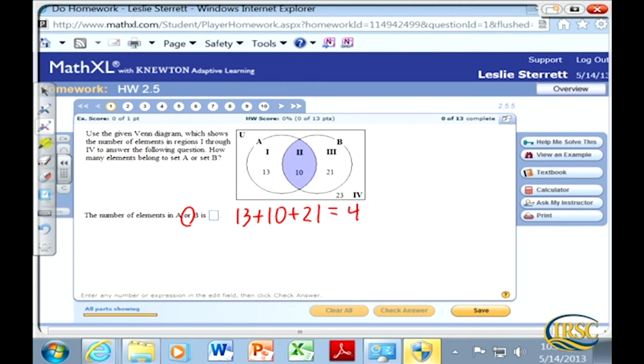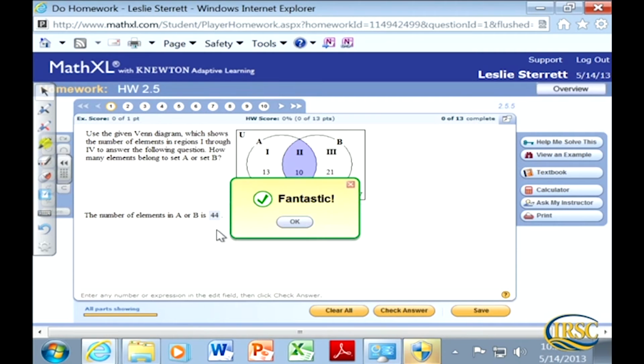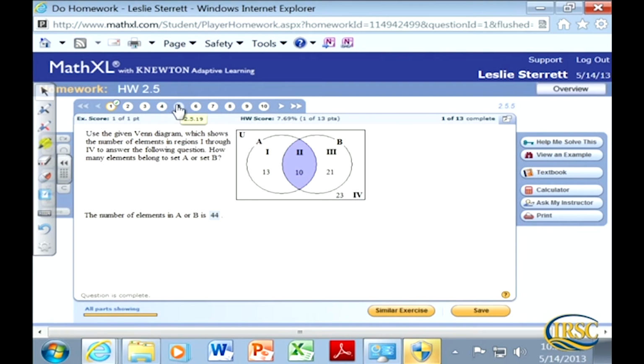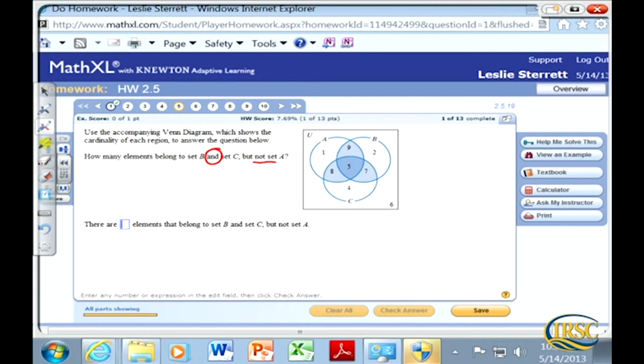44? Okay, so 44, fantastic. Now you've got a three-set Venn diagram, and you're looking for how many elements belong to set B and set C, but not set A. All right, so if you were just looking for B and C, what region or what numbers would you be looking at?